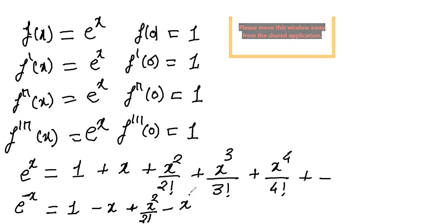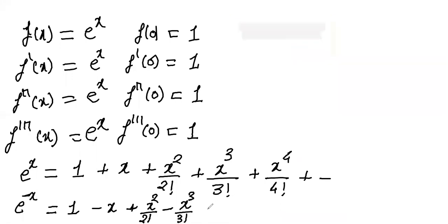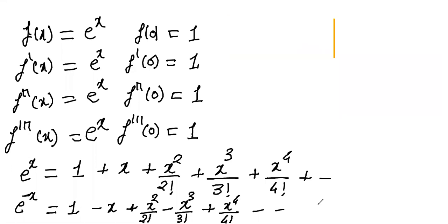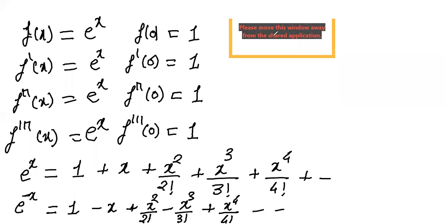Minus x cube upon 3 factorial, okay. If we have the e to the power x series and the e to the power minus x series, may I remove this? If we go ahead, so all are with me.